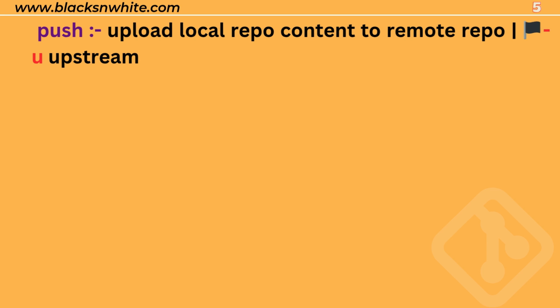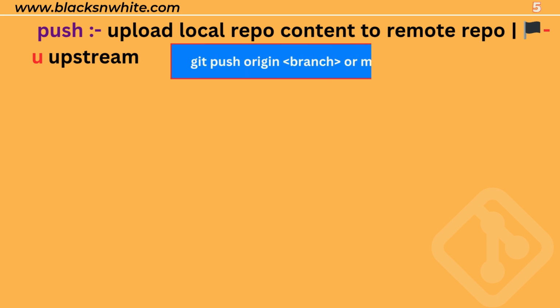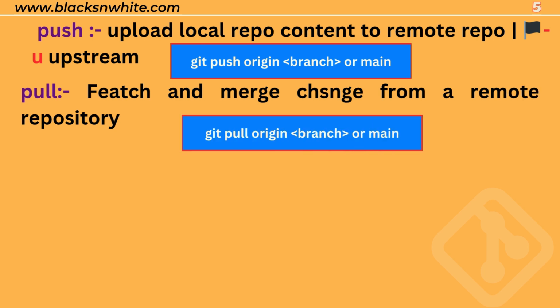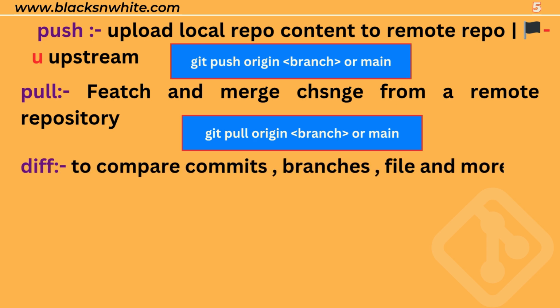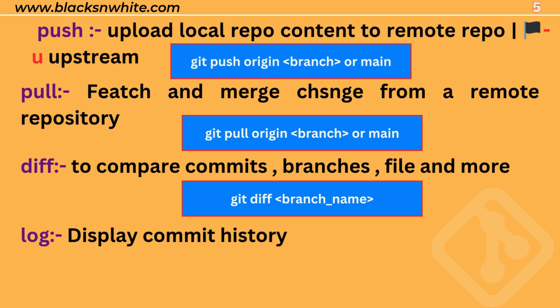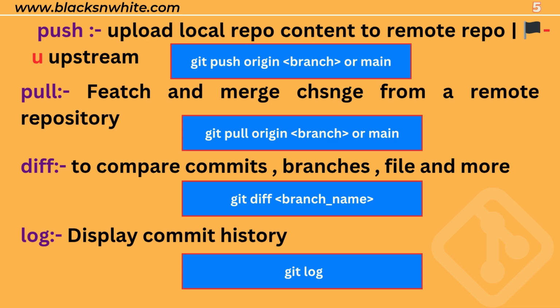Push. Git push origin <branch> uploads your local commits to the remote repository, sharing your work with others. Pull. Git pull origin <branch> fetches changes from the remote repository and merges them into your local branch, keeping your code updated. Diff. Git diff <branch_name> helps you compare differences between commits, branches, or files, showing what has changed. Log. Git log displays a history of all the commits made in your repository, showing who made them and when.